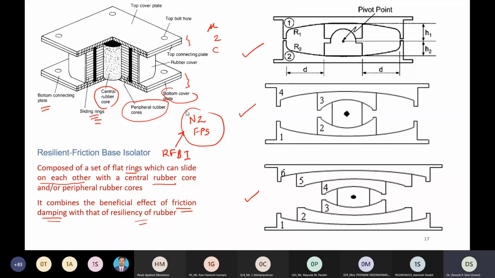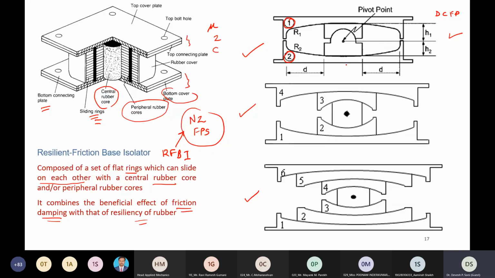Now on the right hand side, we have the double concave friction pendulum system. It is called DCFP. We can see there are two sliding surfaces, number 1 and number 2, and there is an articulated slider which is sandwiched between the two plates.